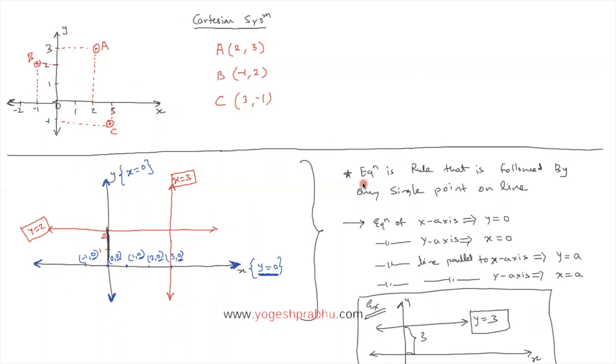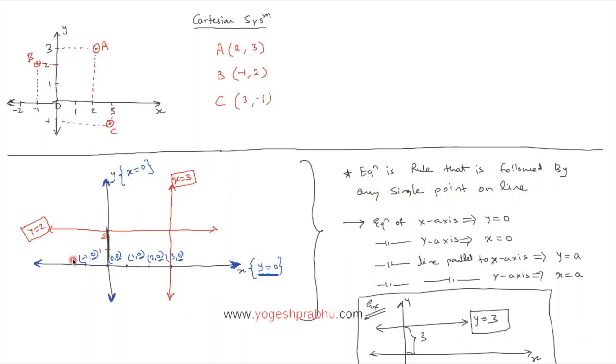Can you explain all this to me one by one? An equation is a rule that is followed by every single point on the line.